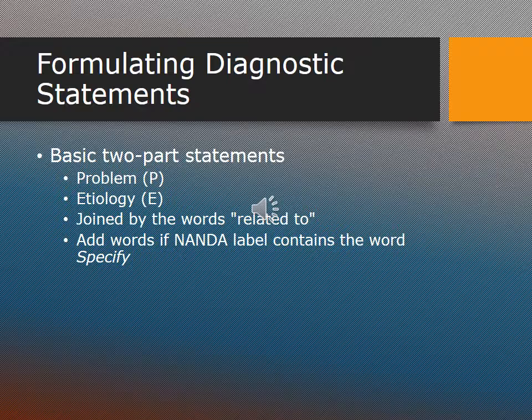So we have different types of problems. Basic two-part problem is your problem, remember that's the label, plus your etiology. Remember, the etiology is what's the cause, and it's always joined by the words related to. And we add words if the NANDA label contains the word specify. So we could go back to our example and say deficit fluid volume related to inadequate intake being the etiology.